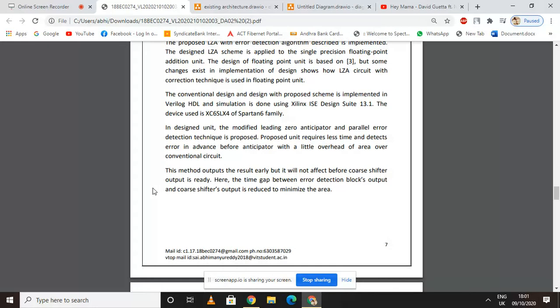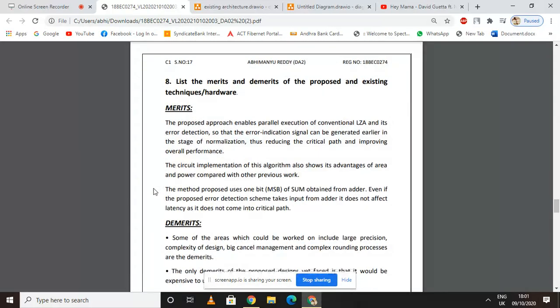So with this, the proposed unit requires less time and detects error in advance before the anticipator. This method outputs the result really fast, and it will not even affect the coarse shifter when the output is ready. So therefore here the time gap between the error detection block's output and the coarse shifter output is reduced to minimize the area.